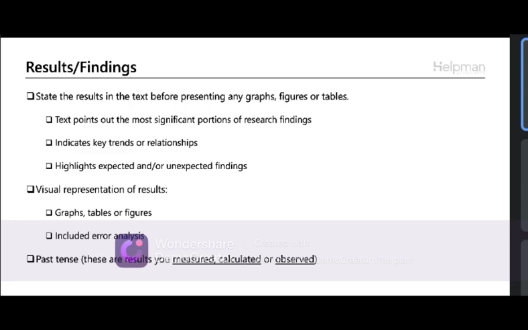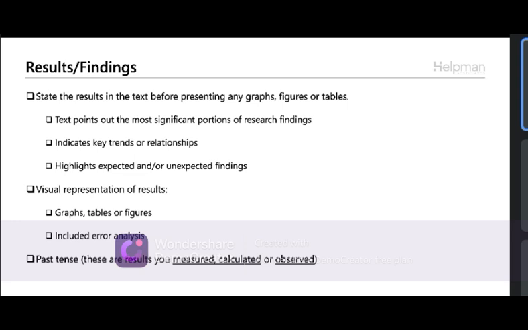So that's great. Now, visual presentation of results is becoming, there's a lot of demand now on visual presentations. In the past, things that you just write. No, people don't want to see visually. They want to visualize it. So graphs, tables, or figures, then even including error analysis.